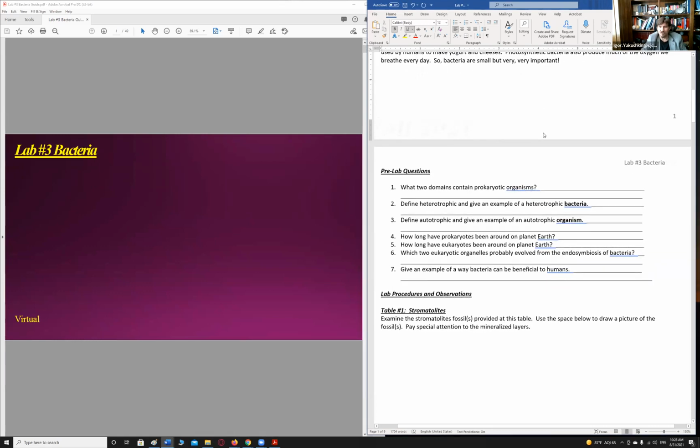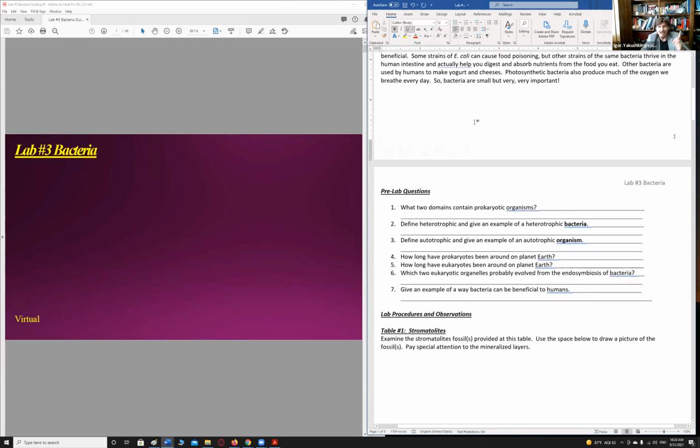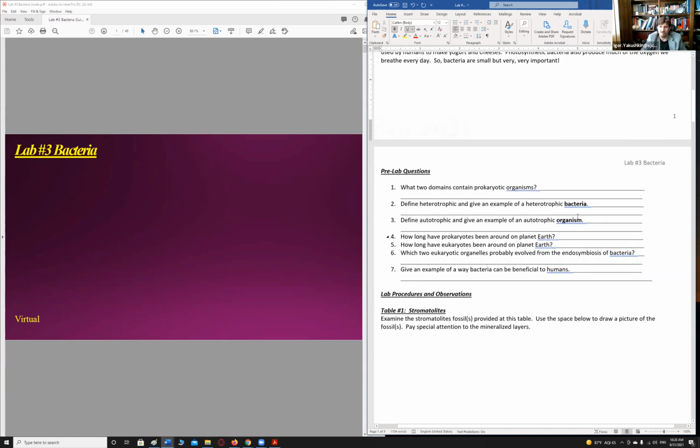So, heterotrophs have to consume organic compounds: E. coli, Anthrax, Salmonella. Cyanobacteria can make their own organic compounds, autotrophic organisms.